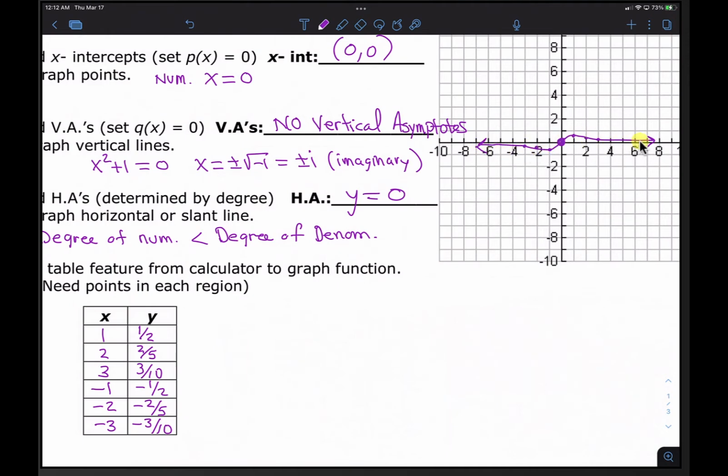You can see that the graph is approaching the x-axis, which is the horizontal asymptote of y equals 0. y equals 0 is the same thing as the x-axis. So you want to make sure that the graph is getting infinitely close to the line y equals 0 on the right, and also to the left.